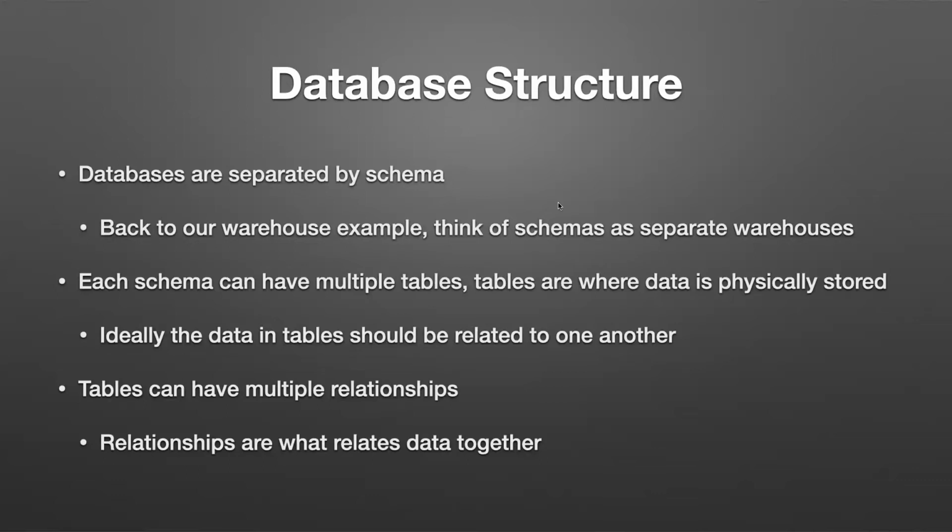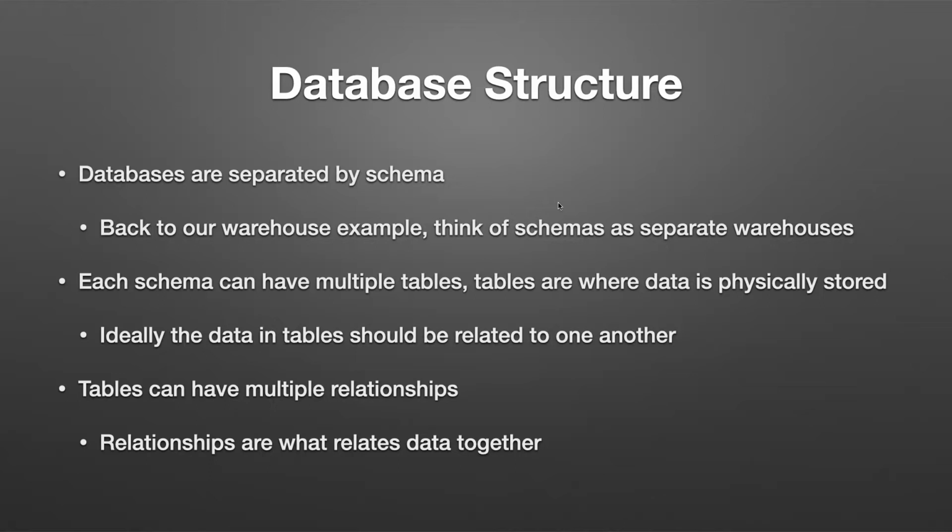And each schema can have multiple tables, and tables are where the data or your object is physically stored in the warehouse. So if you go back to the warehouse example, the tables would be the sections of the warehouse. So the video game section would be called the video games table, and that would have different video games or different pieces of data. The cooking appliance section would be the cooking appliance table, and so on and so forth.